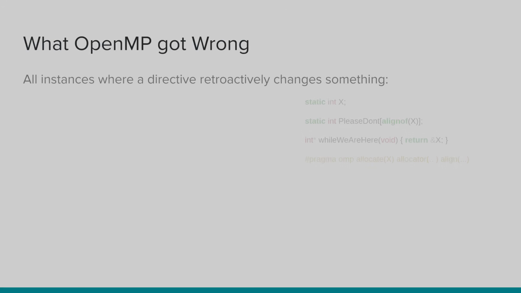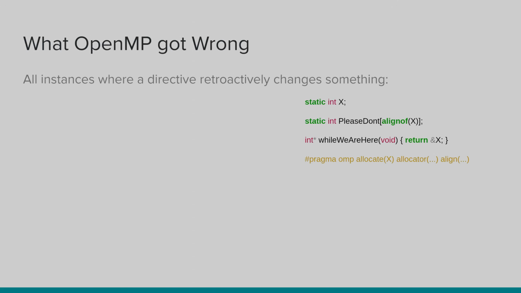Let's skip ahead to what OpenMP got wrong, and skip over the rest. Anything that retroactively changes code, any directive, is a bad idea. Here you see the static int x, and you see that we use the alignment of x right away, and then we use x inside of a function, and after all of this, we change the way x is allocated and what the alignment of x is, and that's kind of bad.